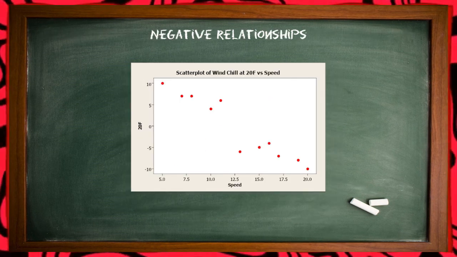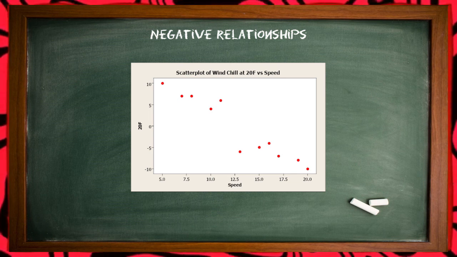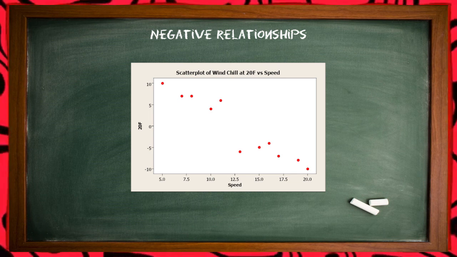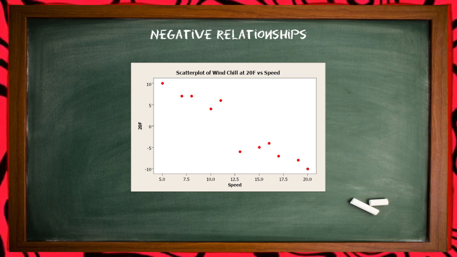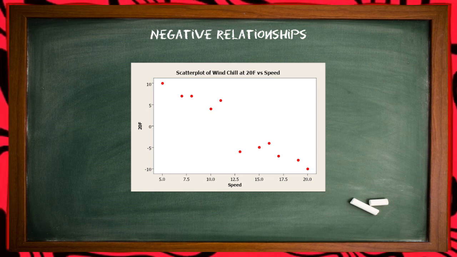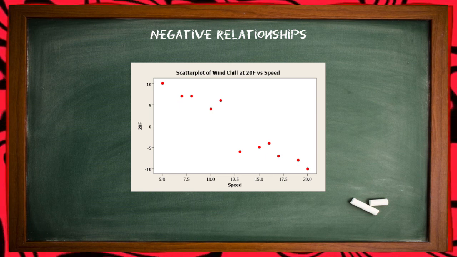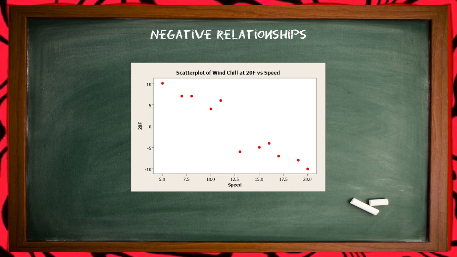Negative relationships have points that decline downward to the right. As x values increase, y values decrease. As x values decrease, y values increase. For example, as wind speed increases, wind chill temperature decreases.